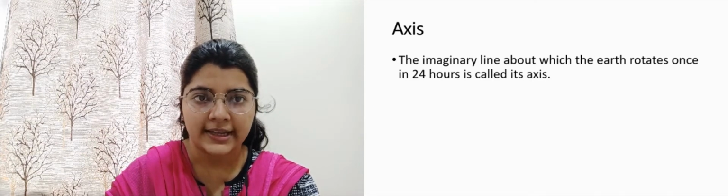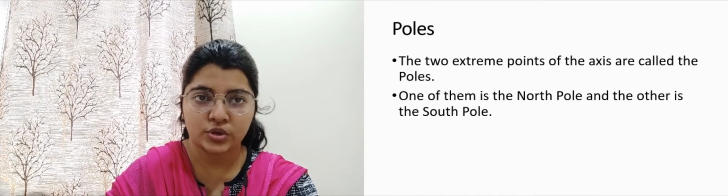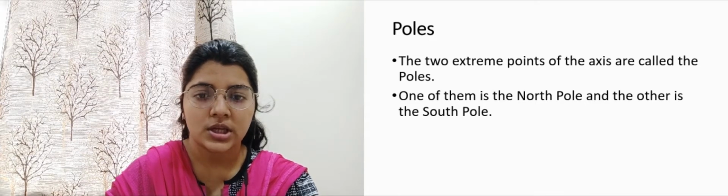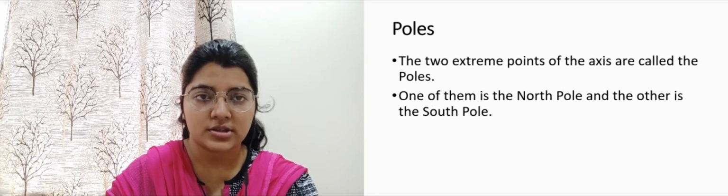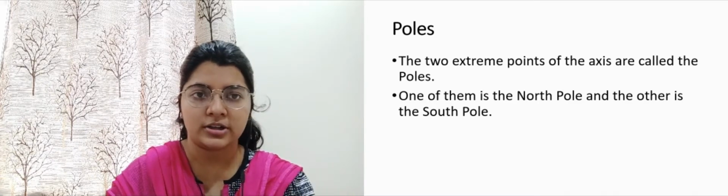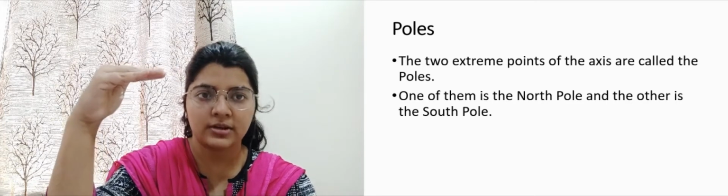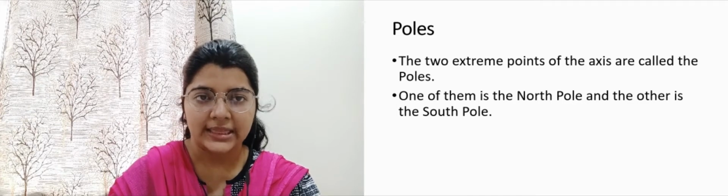Next is poles. What do you understand by the word poles? The two extreme points of the axis are called the poles. One of them will be the north pole and the other the south pole. North pole will be here, south pole will be here: north pole on the top and south pole at the bottom.